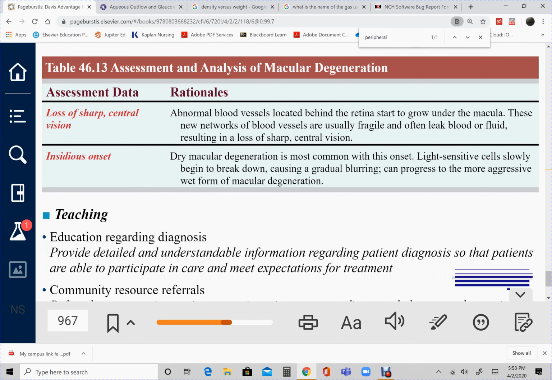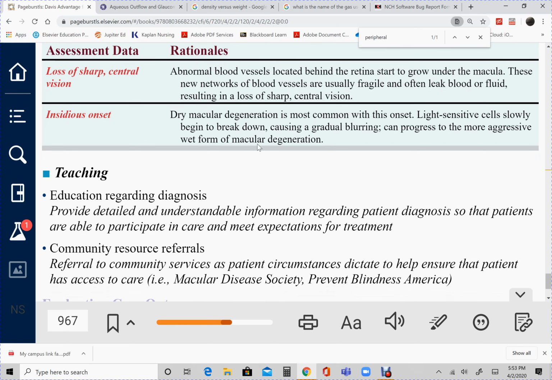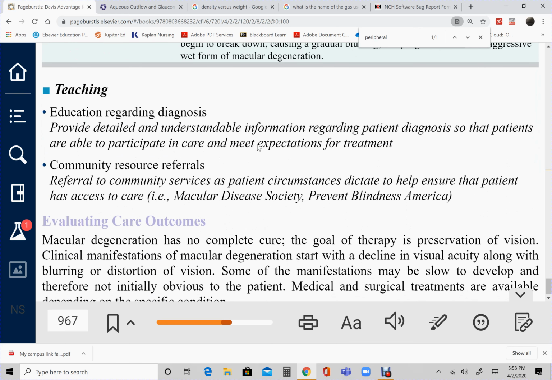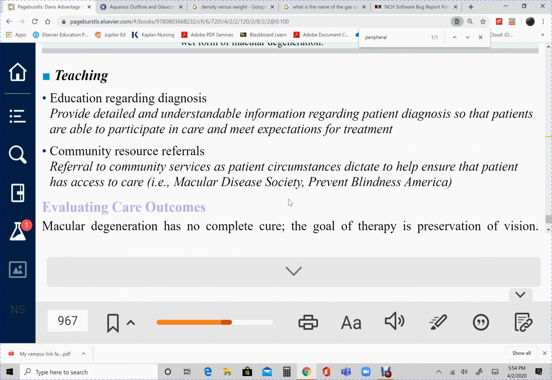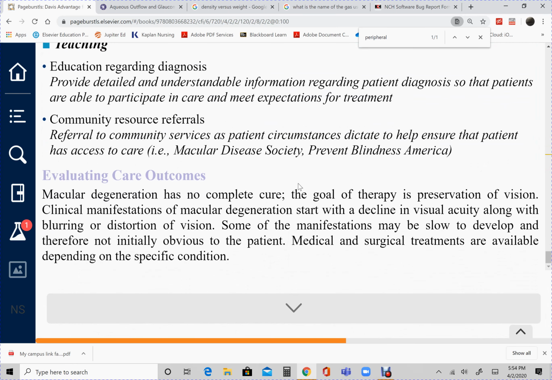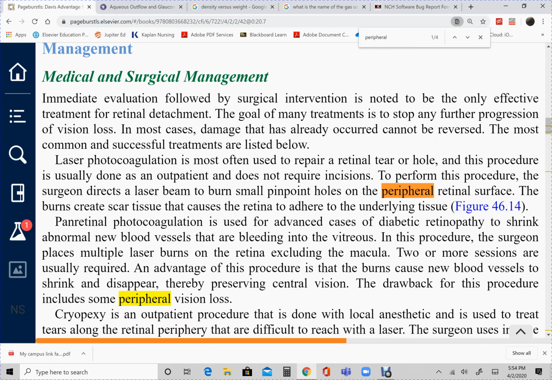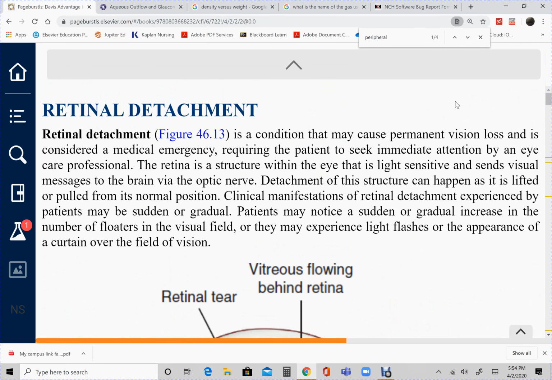Here's an explanation again between the two types of macular degeneration and their rationale for the resulting signs and symptoms. And then as with any other patient with visual disorders, our nursing care always includes safety, because they have visual impairment. We proceed with retinal detachment, and this should be the last of the eye disorders.